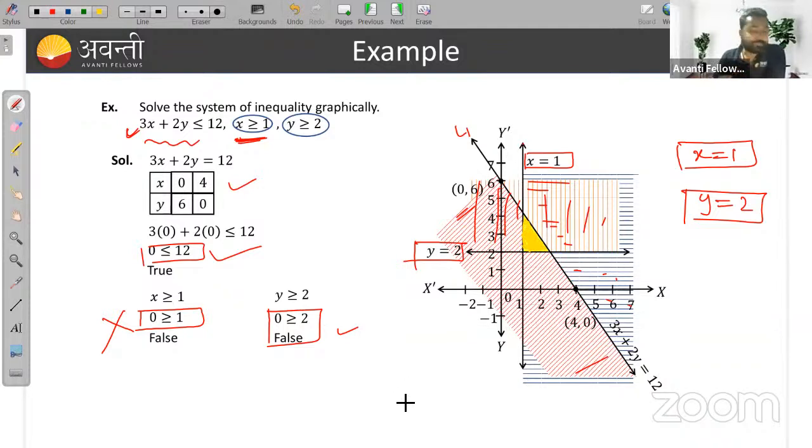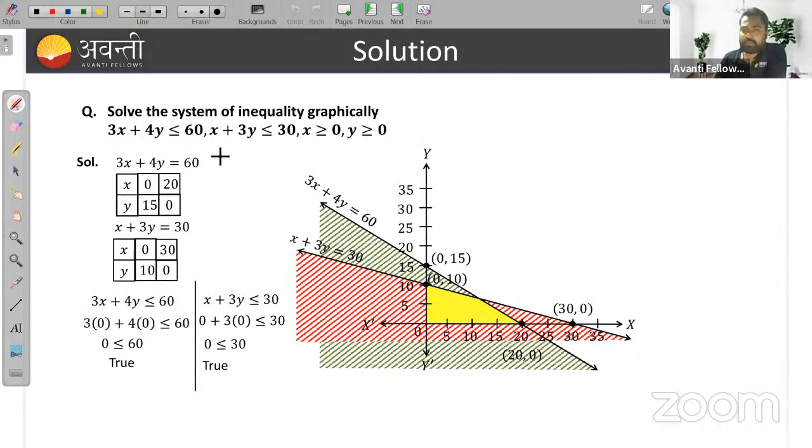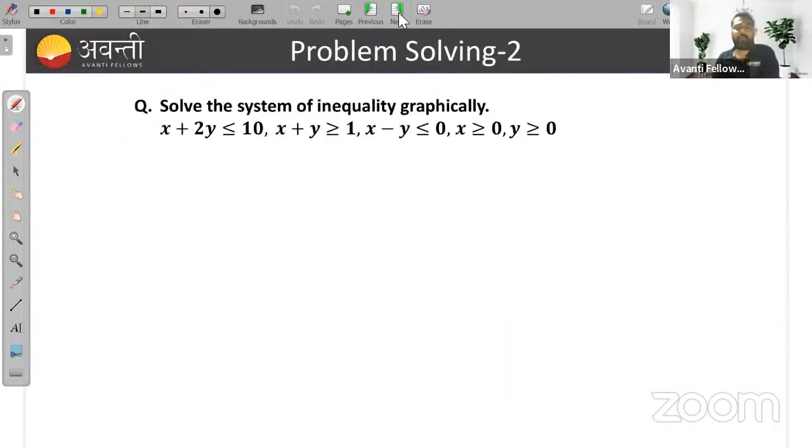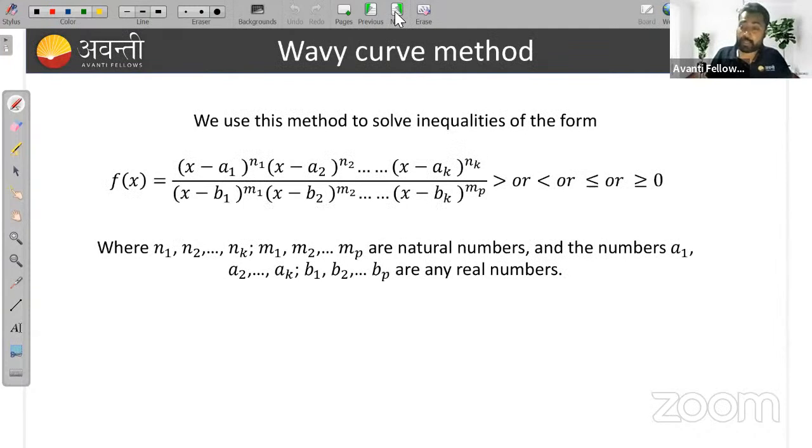We have less time. Okay, so you can solve these questions, you can take a screenshot also. This is the solution. Take a screenshot of this slide. You can do it easily. This is all about your linear inequality with two variables and graphical solutions and algebraic solution. What is the important thing we have discussed in the last class?